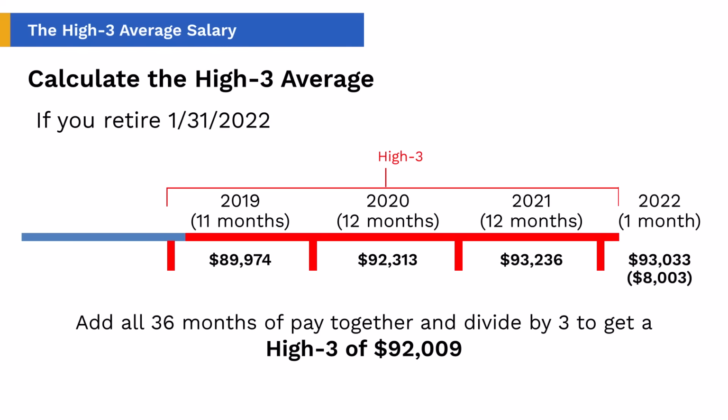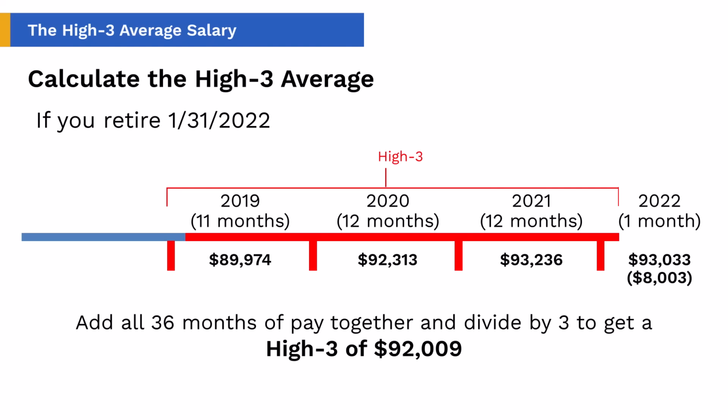If you retire January 31st of 2022, it's essentially shifting that timeline of the 36 months that we're calculating forward by 1 month. Okay, so in 2019, we're only going to calculate 11 of those months. Of course, all of the months in 2020 and 2021, and then 1 month of 2022.